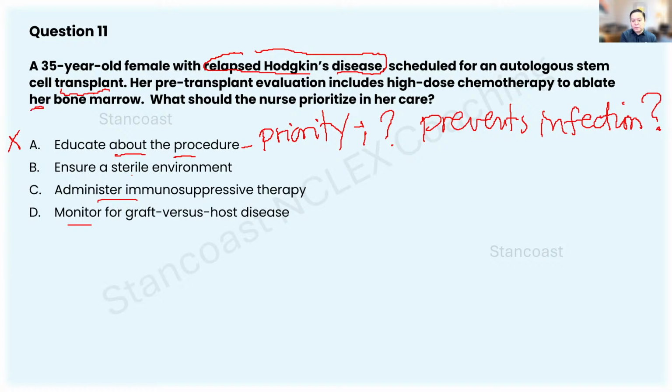Like I've said, with the bone marrow procedure, everything should be done in a very strict, sterile environment. So we don't have any answer here, but letter B. Ensure a sterile environment. No one can just go inside the patient's room, or especially during the procedure, without observing those sterile techniques. And so this is the correct answer. Our patient is higher risk to developing infections because of the what? Bone marrow suppression.